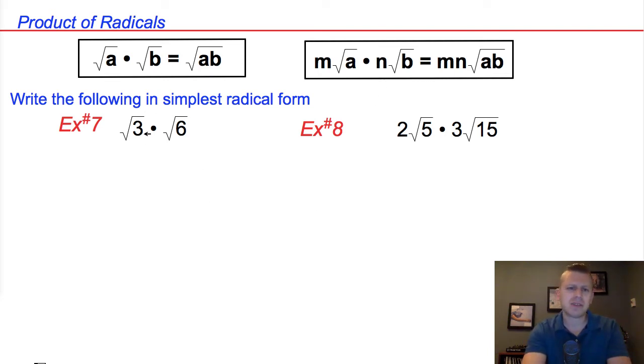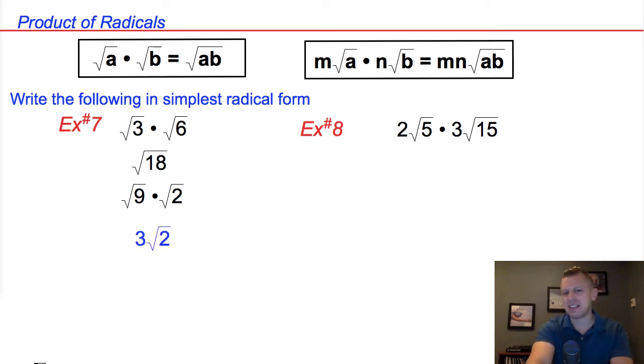Let's look at example number 7. I can't break down 3 and I cannot break down 6. There's no perfect squares that go into them, but I could take their product, and radical 3 times radical 6 would just give us radical 18. Now I might be able to simplify this. I'll look for the largest perfect square that goes into 18. The largest perfect square that goes into 18 is 9, so I could write 18 as the product of 9 and 2. Now I just want to simplify the perfect square. The perfect square is 9. This becomes 3 radical 2.